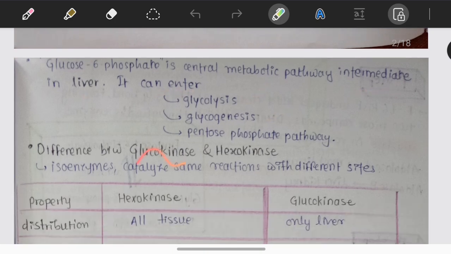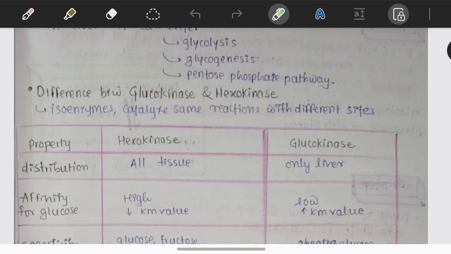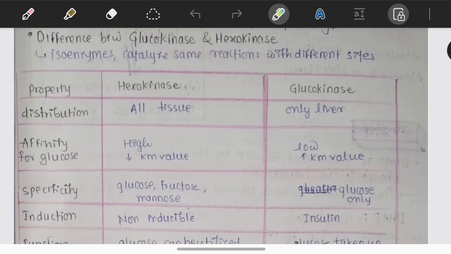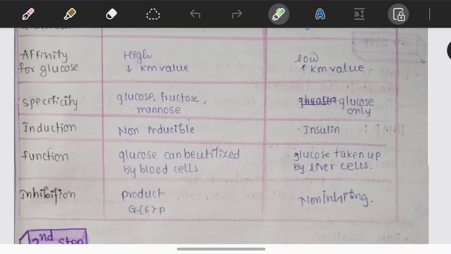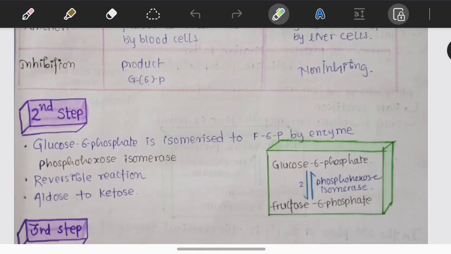The difference between glucokinase and hexokinase is not that important. It's just for information, you can overlook it. Next we will see the second step. Glucose 6-phosphate is isomerized to fructose 6-phosphate by the enzyme phosphohexose isomerase. This is the step. It is a reversible reaction, and it is the conversion of aldose to ketose.